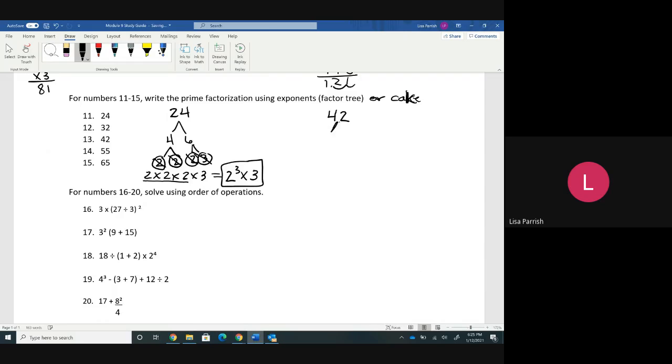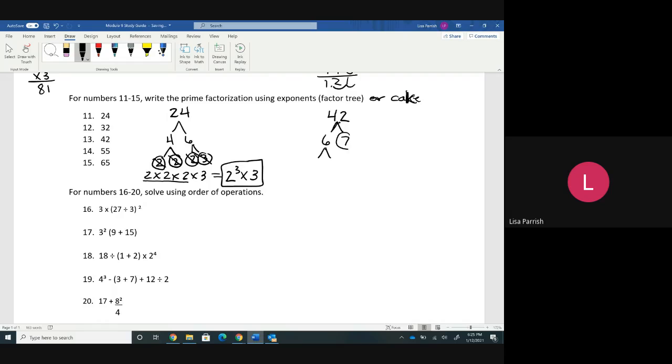42. I could break it down into 2 and 21. Can also do 6 and 7. Okay, 6 times 7. 6 is not a prime number. I know this because it's even and it's not 2. 2 is the only even prime number. So I've got to break it down. 7 is a prime number.